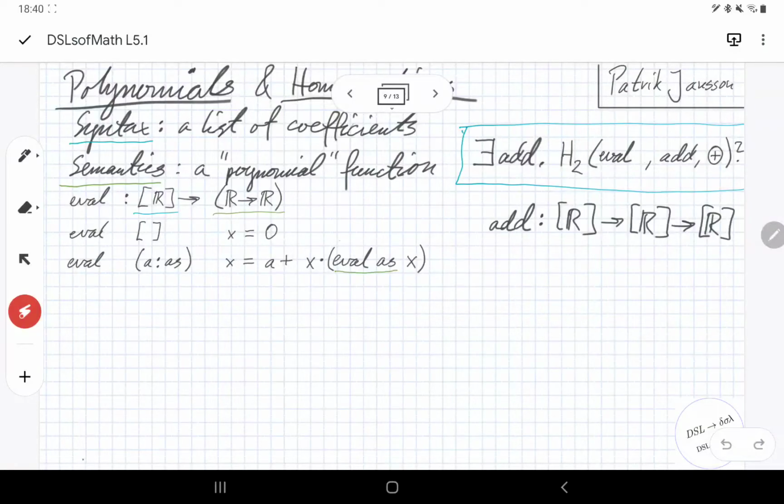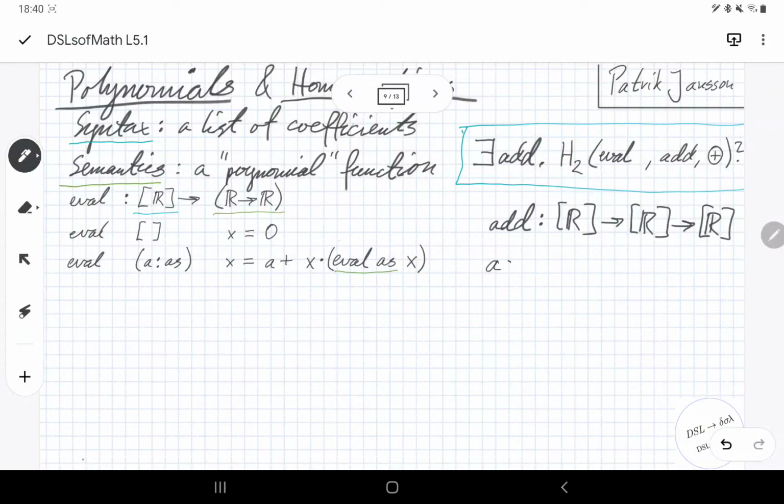And we know from the way that homomorphisms are defined, this H2 predicate, that eval will take a list of coefficients to a function. So the whole add must work purely in the A world, the list of coefficients world. So it should take two lists of coefficients and return a third list of coefficients. And I'm sure you can roughly guess what this function should be, but let's try to reason about it from the mathematical point of view here.